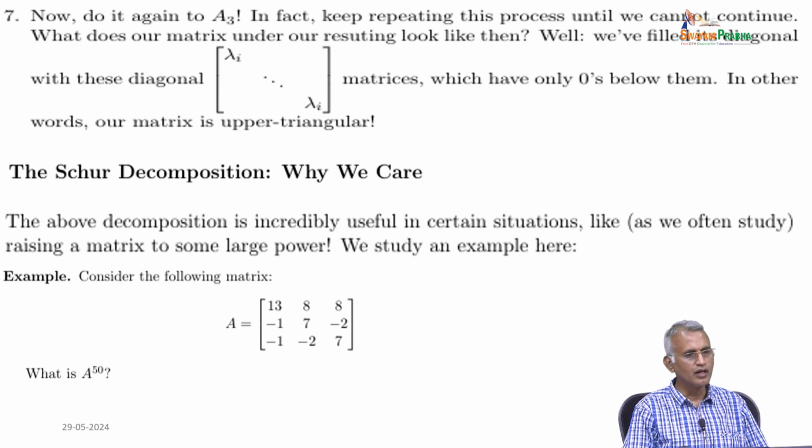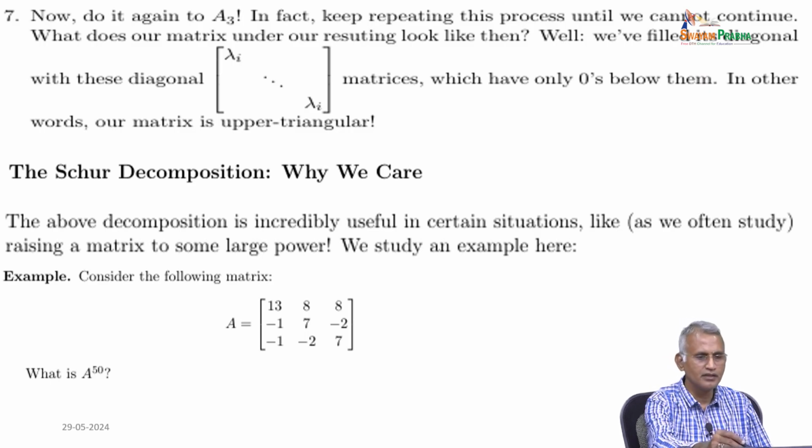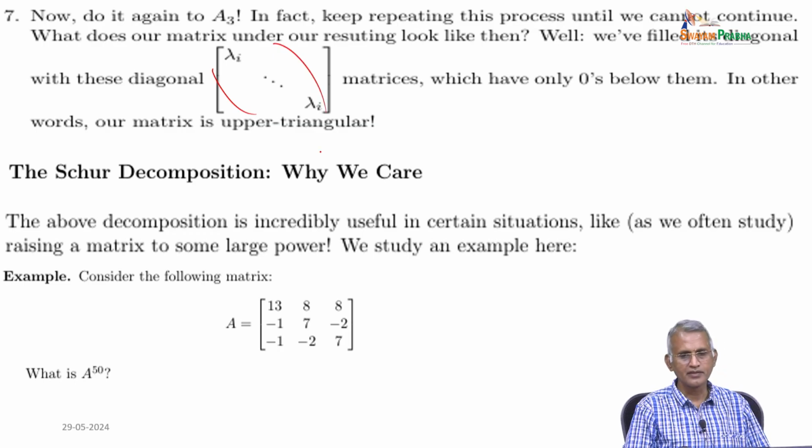Now do it again to A3, and keep repeating this process until we cannot continue. So, what does our resulting matrix look like? Well, the diagonal blocks are matrices with zeros below the diagonal, and the rest of the matrix is upper triangular. So, why do we care about this decomposition?